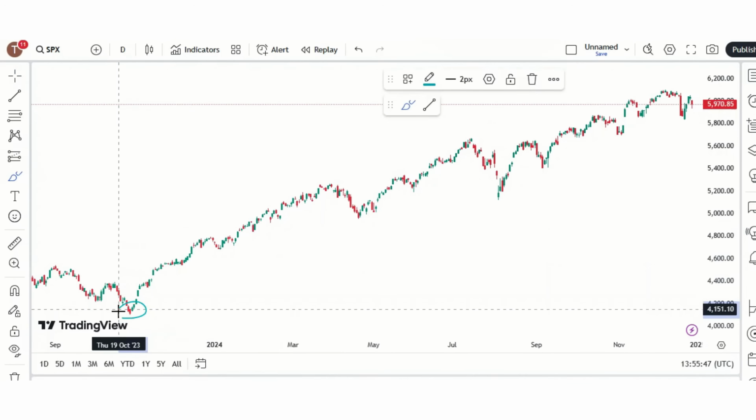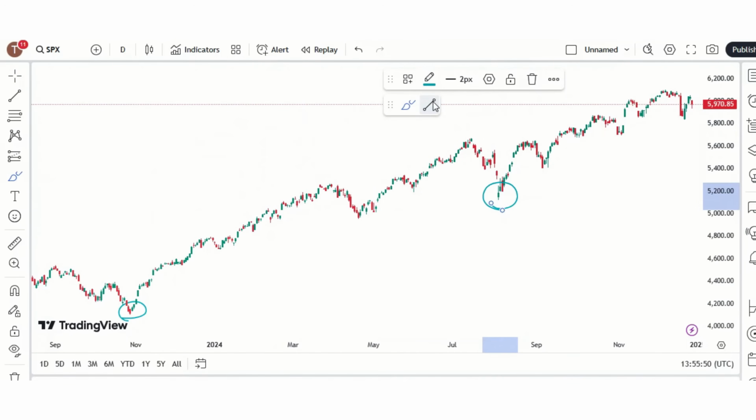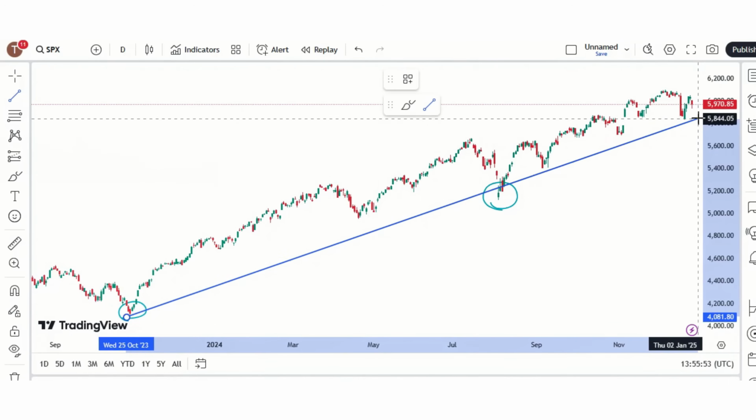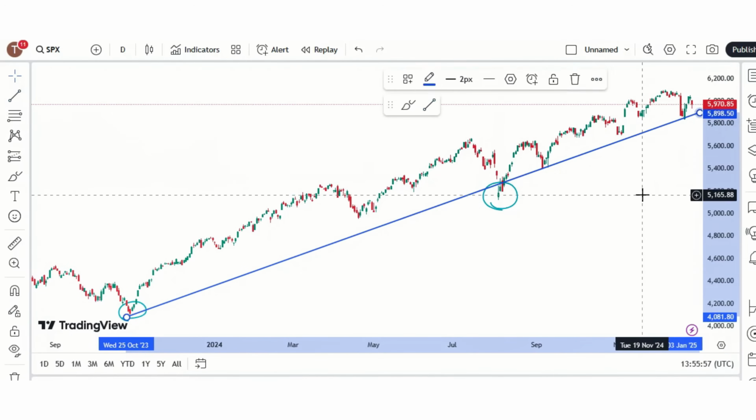How to draw an upward trend line. Identify at least 2 higher lows on the price chart. Use a straight line to connect these points. Extend the line to project future price movements.